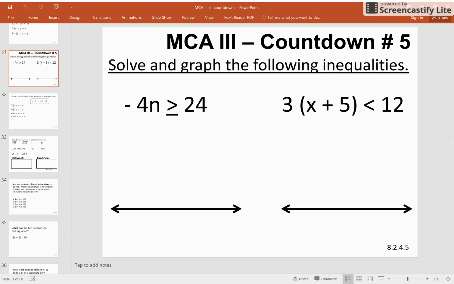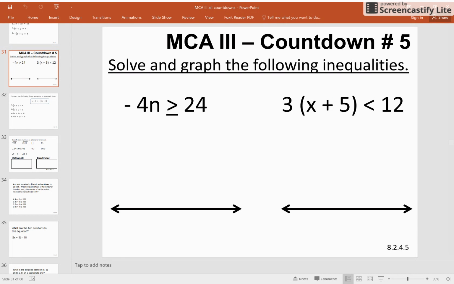So if this was 0, -6 is down here somewhere. So it's going to be filled in, because I could also be directly on -6 and going less than that, so going to the left. Over here, got a couple options.